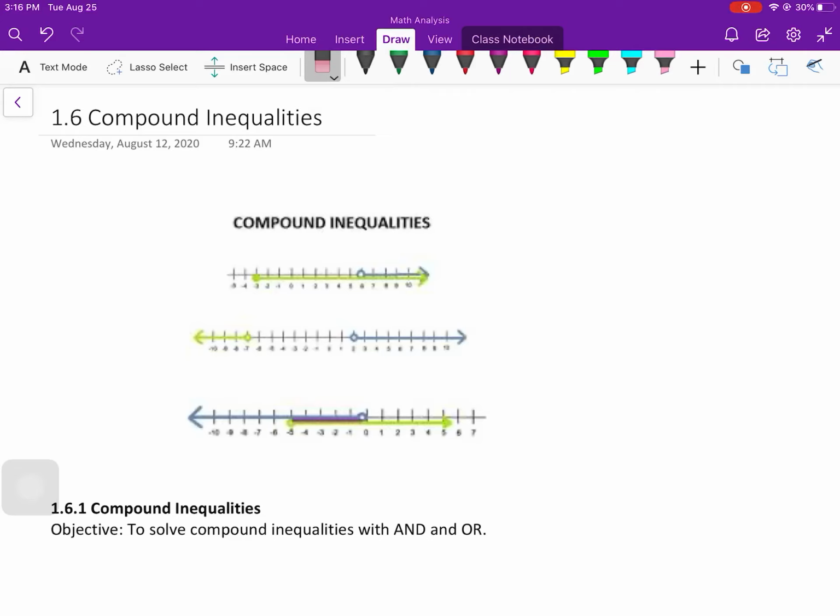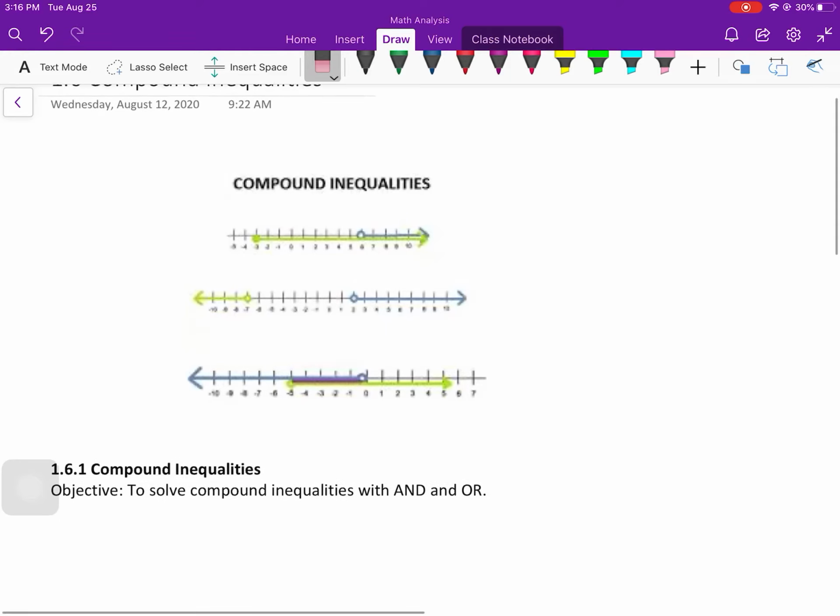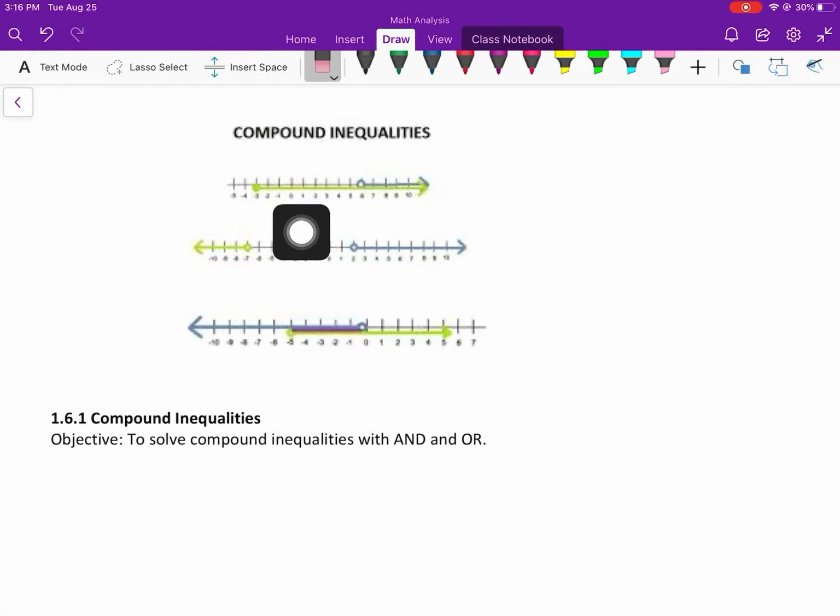Compound inequalities. This is when we put two inequalities together. And if you master inequalities, this will make perfect sense. Sometimes it's a little bit confusing, but I'm going to try to make the most sense out of it as I can for you. So this graph really kind of puts all the situations.